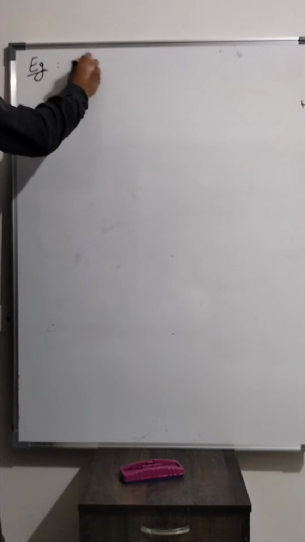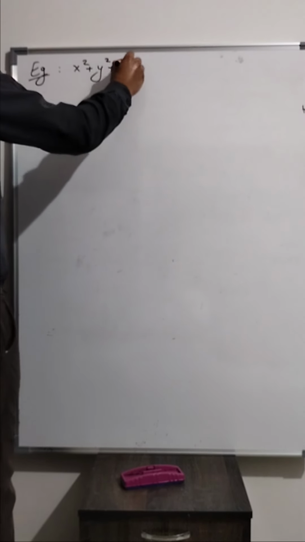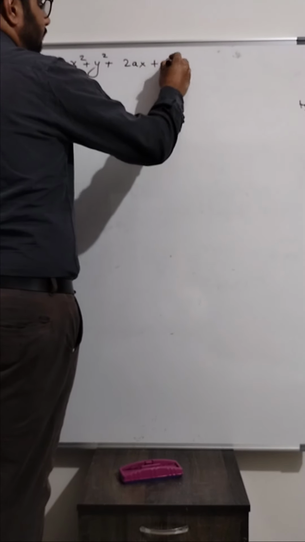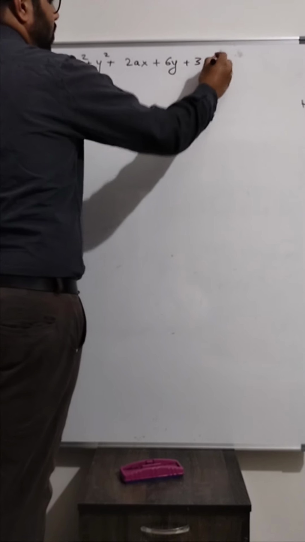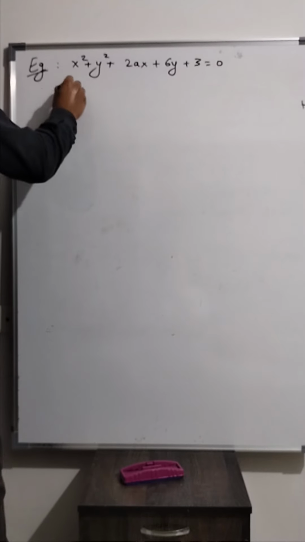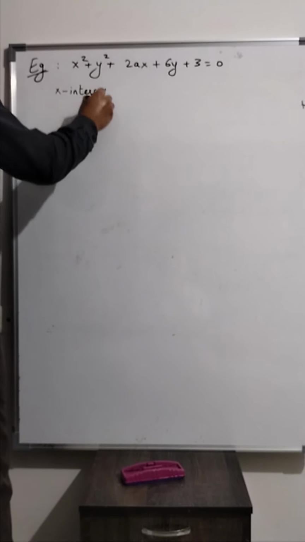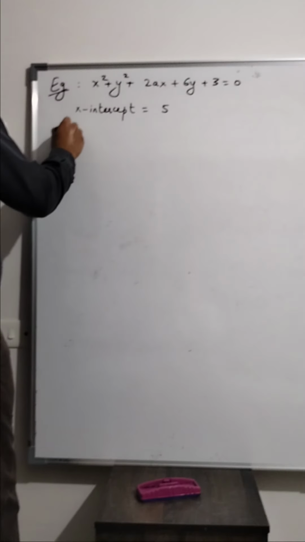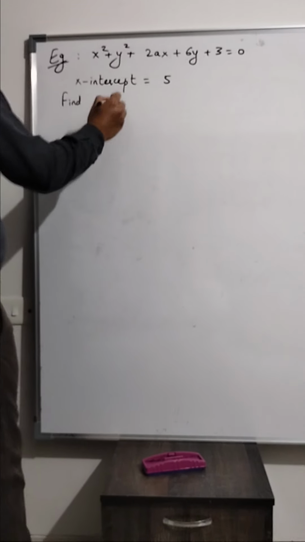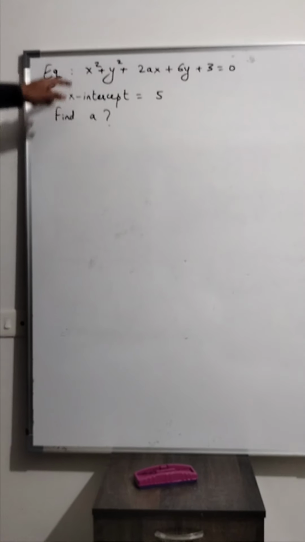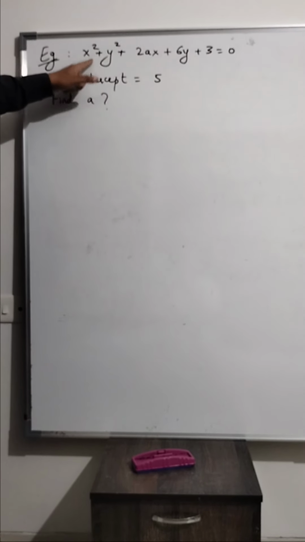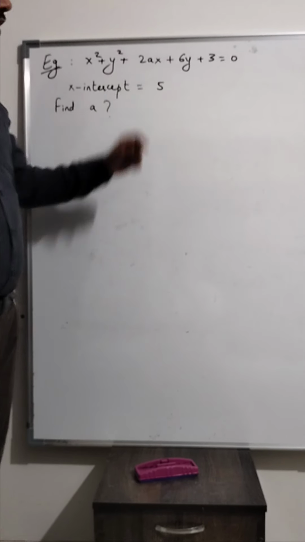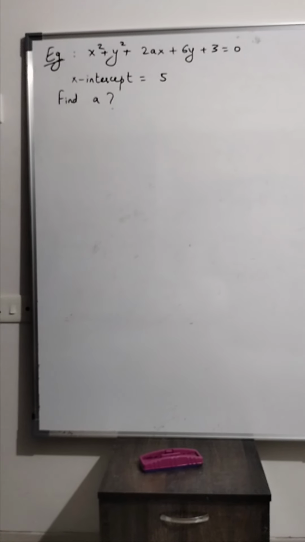Suppose the equation of circle is like this: x square plus y square plus 2ax plus 6y plus 3 equal to 0. Okay, and they have given the length of x-intercept as say 5. Then they are asking, find the value of a. So this equation of circle is given to us in the general form: x square plus y square plus 2ax plus 6y plus 3 equal to 0. X-intercept is given to be 5, and then they are asking to find the value of a.